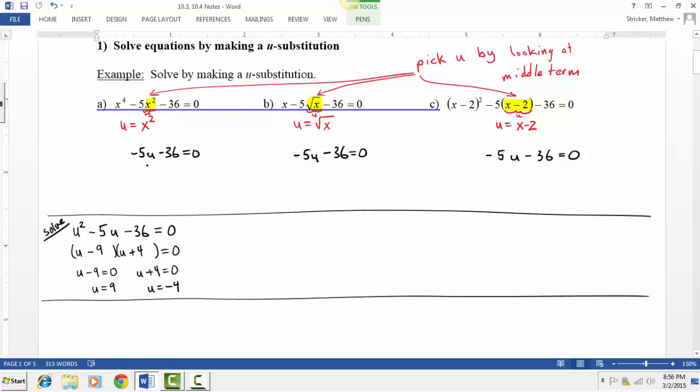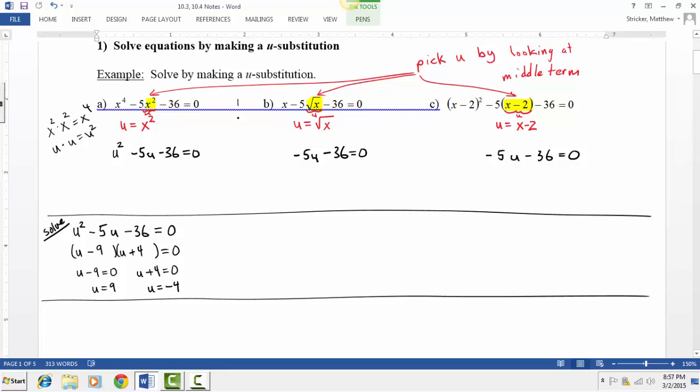Now, all these equations are still missing the first term. But what you should notice, though, is that we started out here in this first problem with u equal to x squared. Well, then what is x to the fourth? Well, we know that x squared times x squared is x to the fourth. But x squared is u. So x squared times x squared is really the same as u times u, which is u squared. So instead of x to the fourth, if I want to put it in terms of u, that's the same as u squared.